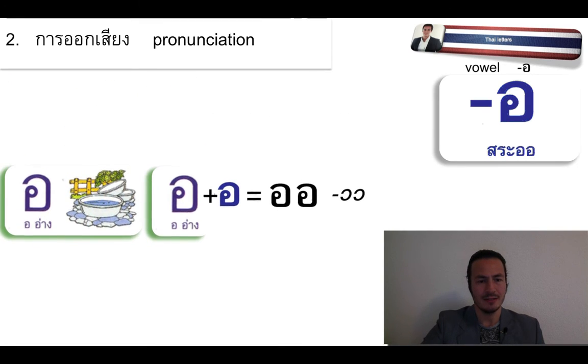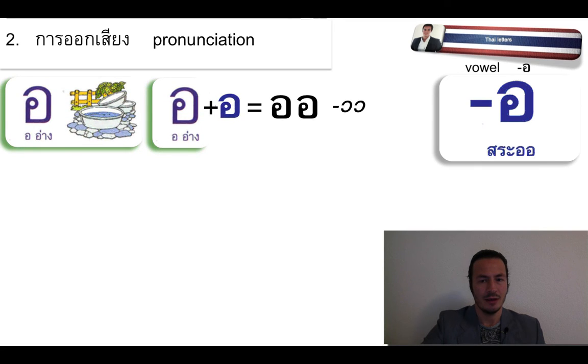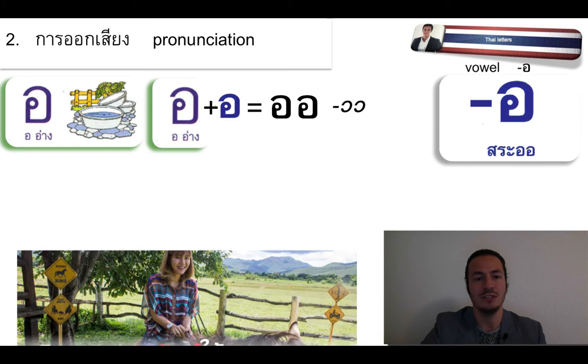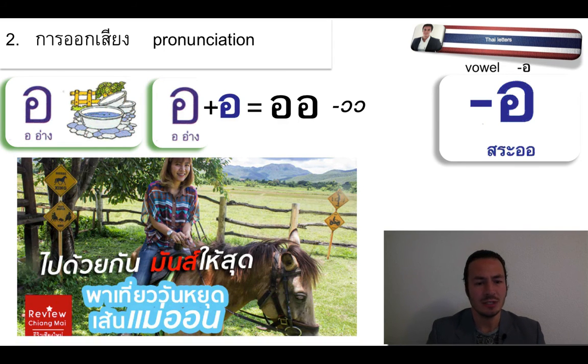Now, with that in mind, we actually want to now go into the lesson. But before we do that, let's see an example of how this is used in Thai writing. So, on this picture, you have a bunch of writing, a bunch of text.